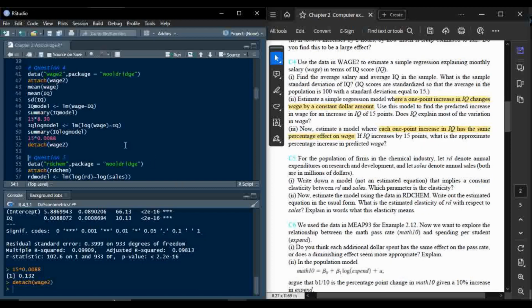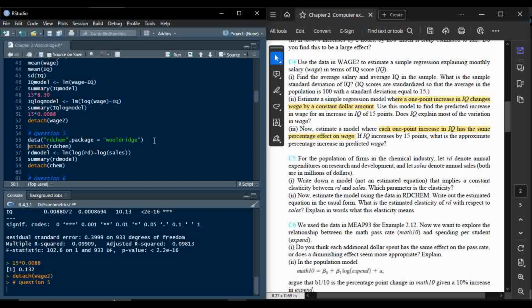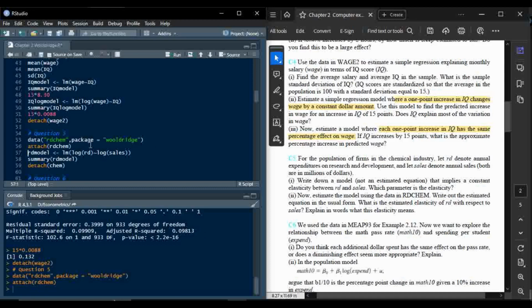Question number 5 uses the dataset RDCHEM. So pass this command, data in quotes RDCHEM, package Wooldridge, and attach this dataset. Now there are two variables in this question: RD, which denotes annual expenditure on research and development, and sales, which denotes annual sales, and both variables are in millions of dollars. Now the first question is: write down a model that implies a constant elasticity between RD and sales. Which parameter is the elasticity?